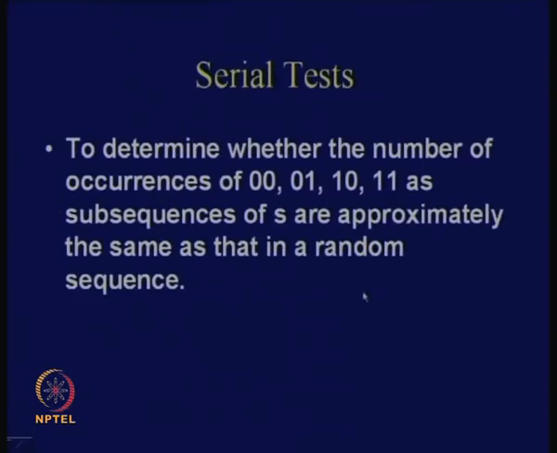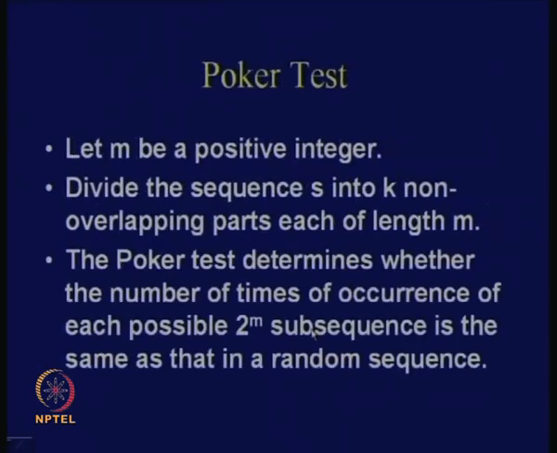In the next case you take a serial test, where you take 2 bits, like 00, 01, 10 and 11, and you count how many times these occur. They should also be the same as for a random sequence. So this is called a serial test or a 2-bit test.